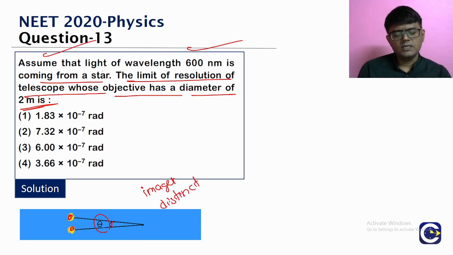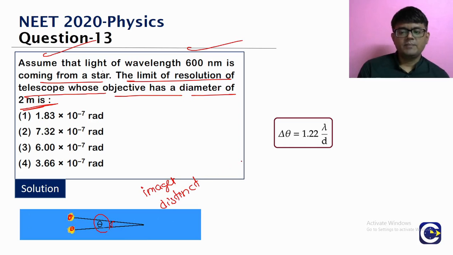So the limit of resolution for an objective lens of the telescope will depend upon the diameter of that lens and the wavelength of the light. So here the formula is what? Delta theta, the limit of resolution, will be equal to 1.22 times lambda by d. Okay, and lambda is what? The wavelength of the light, which is 600 nanometer, means 600 into 10 power minus 9 meter. And what is the diameter of the objective lens? It is 2 meter. D is equal to 2 meter.